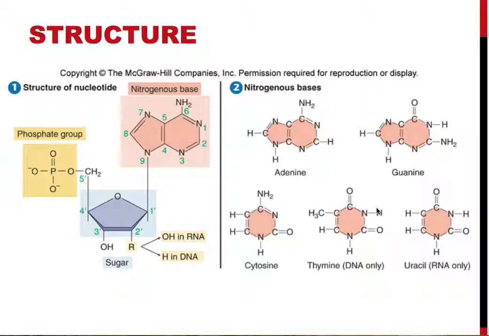And this is a picture of the structure of a nucleic acid, or nucleotide. The phosphate group is bonded to the sugar, and the sugar is bonded to nitrogenous bases. And these are the multiple nitrogenous bases that are contained in nucleic acids.